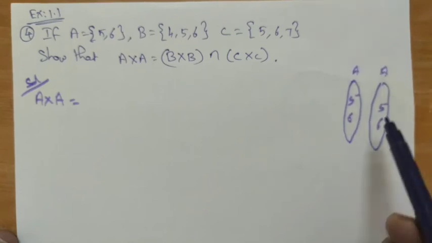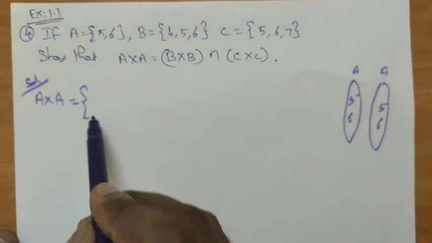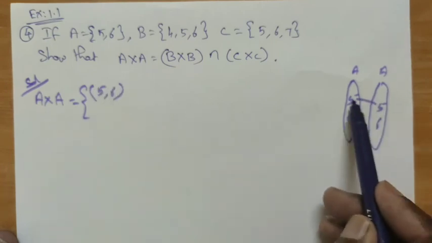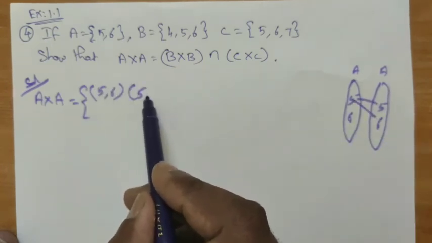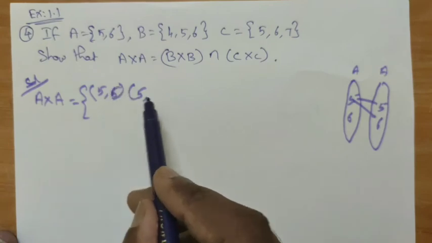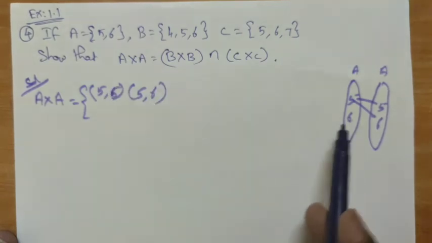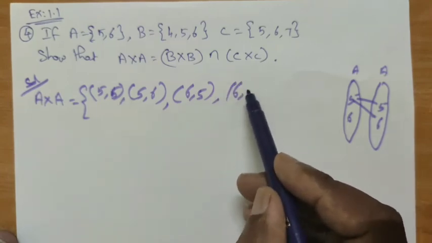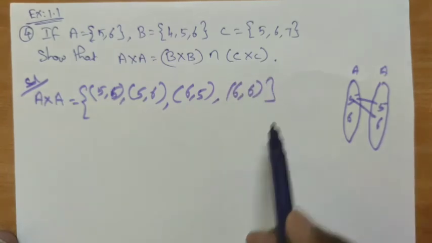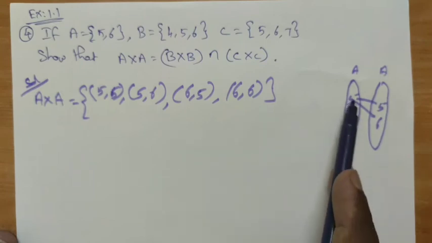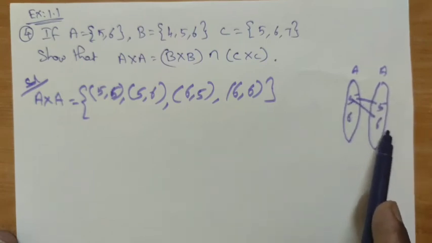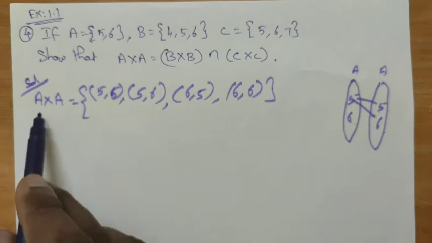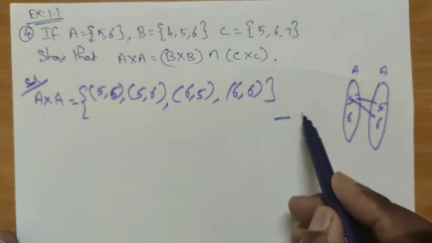Now using the arrow diagram we can write the ordered pairs, that is (5, 5), (5, 6), (6, 5) and (6, 6). This is A cross A, right? 5 is mapping with 5 and 6, and 6 is mapping with 5 and 6. So this is the Cartesian product form. Let me take this as equation number 1.